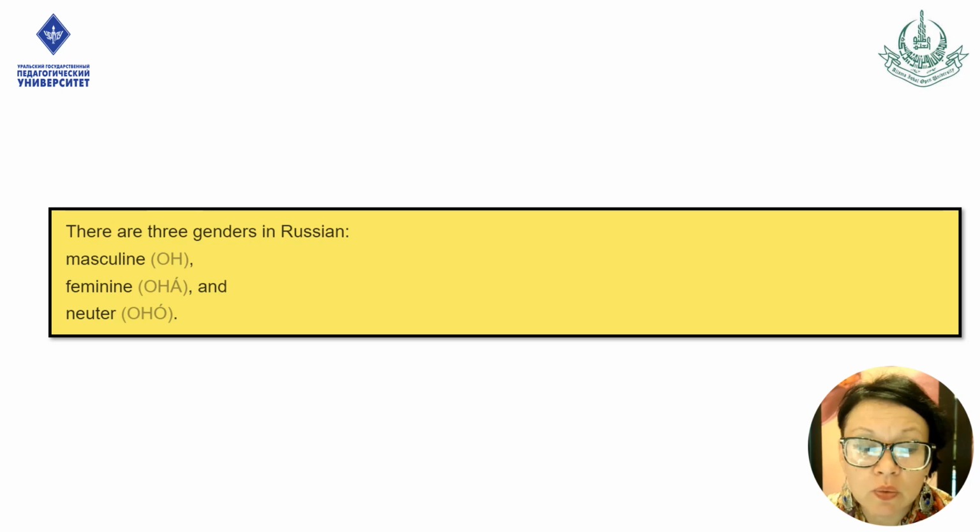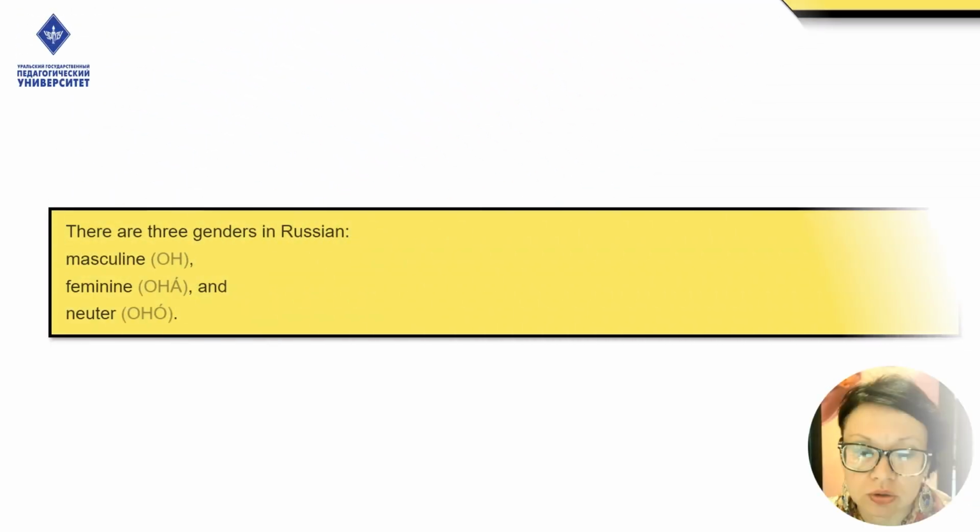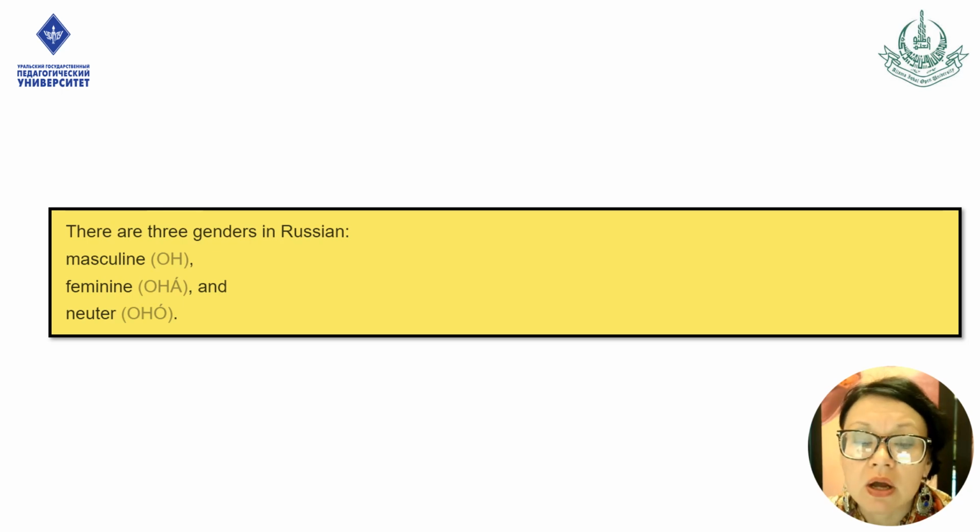Right? So today we are doing Russian gender, род. Gender, or род. There are three genders in Russian: masculine, feminine, and neuter. Masculine, он, is a personal pronoun which corresponds to English he. Feminine, она, corresponds to English she. And neuter, оно, corresponds to the English pronoun it.